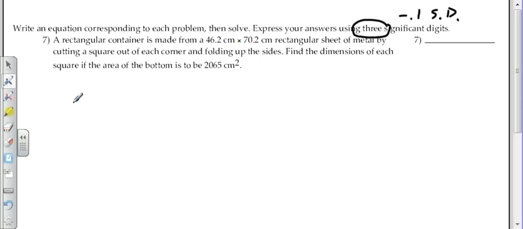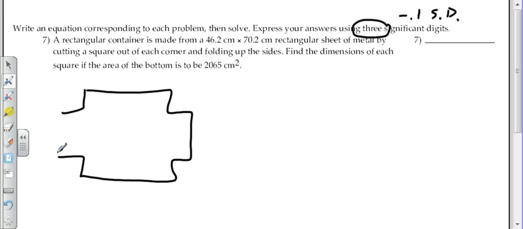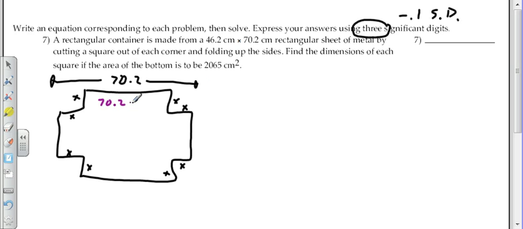Okay, so obviously we need a better than normal picture here. So I got something that looks like this. Okay, and I got an x that I'm cutting out here. That's a square. x, x, x, x, x, x. Okay, so I got that. And then I got this guy is 70.2 going that way. So in here I got 70.2 minus 2x. And then coming this way, I got 46.2. And then inside here, I got 46.2 minus 2x.